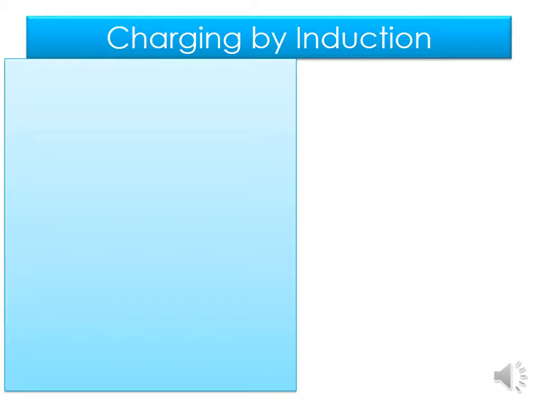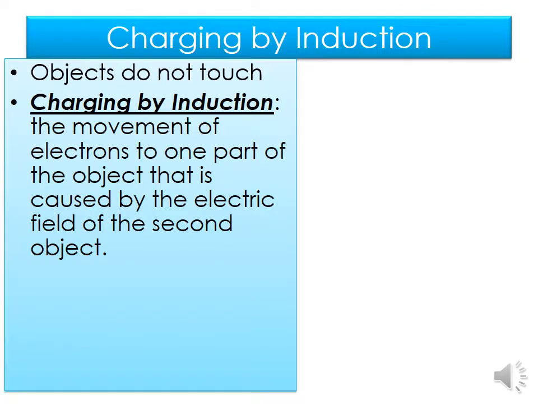Now, charging by induction is when objects do not touch. In both friction and conduction, the objects had to be touching for those electrons or negative charges to move from one object to the other. By induction, they don't actually have to be touching. Charging by induction means the movement of electrons to one part of the object that is caused by the electric field of the second object.